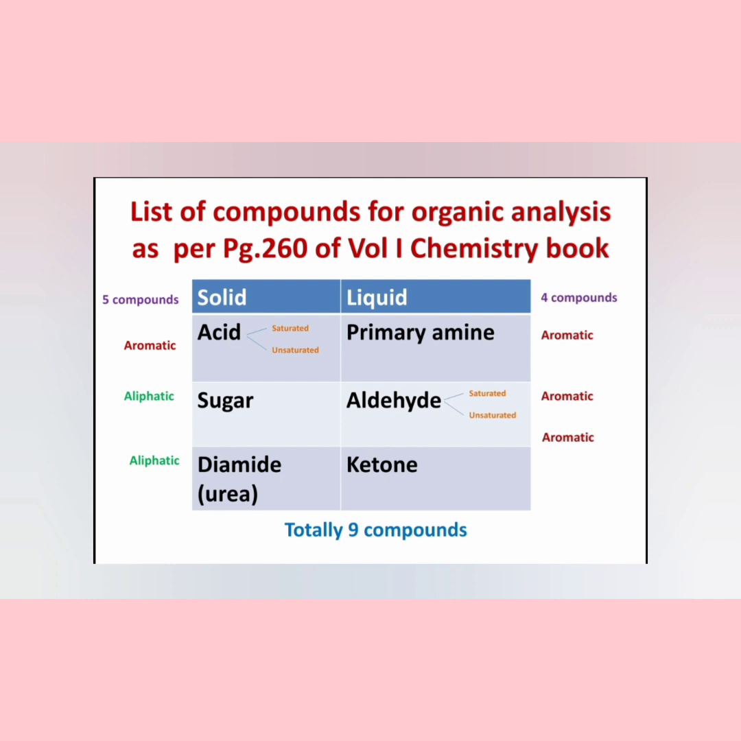Now these are the list of compounds for organic analysis as per page 260 of volume 1 of your chemistry book. So totally 9 compounds are suggested, of which 5 are solid compounds and 4 are liquid compounds. For the sake of learning, I have categorized them as solid and liquid. The 5 solid compounds are acids, sugar and diamide. Generally urea is given. So acids, sugar and urea, they are solids. And in liquids, generally the given compounds are primary amines, aldehydes and ketones.